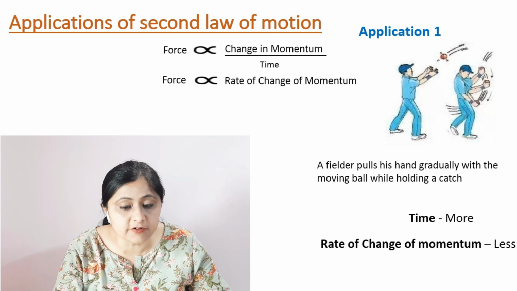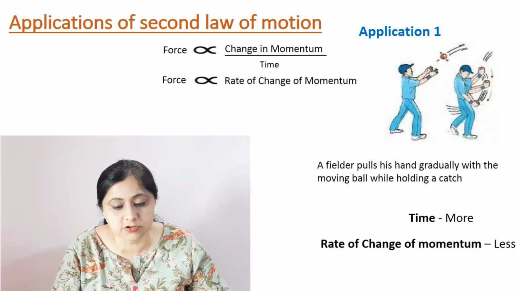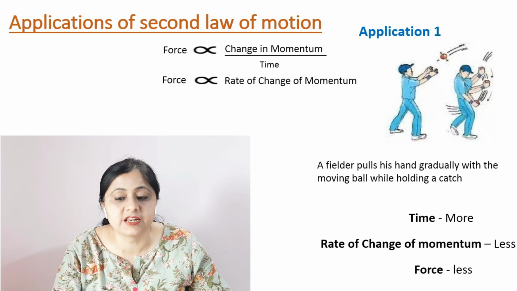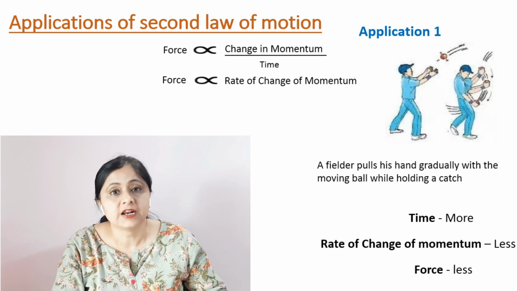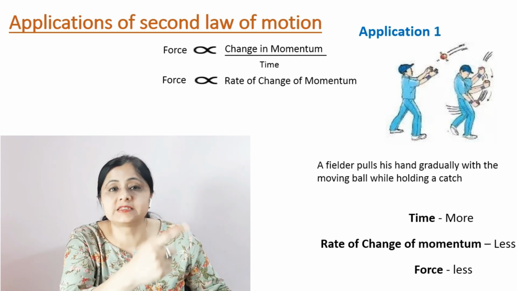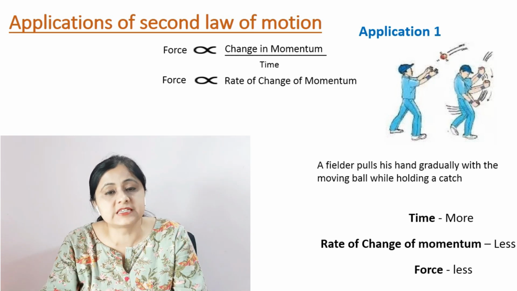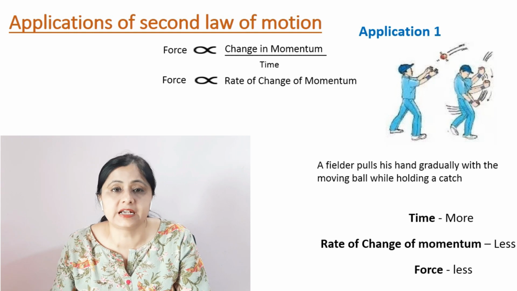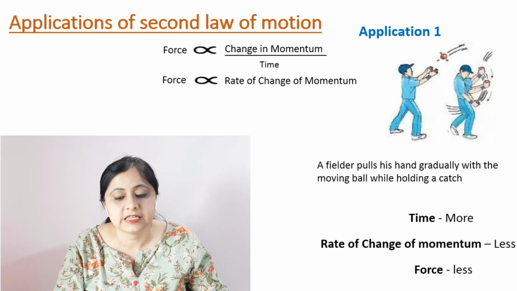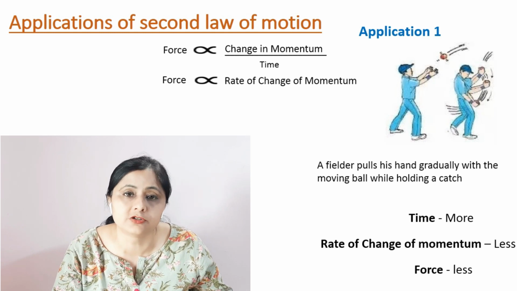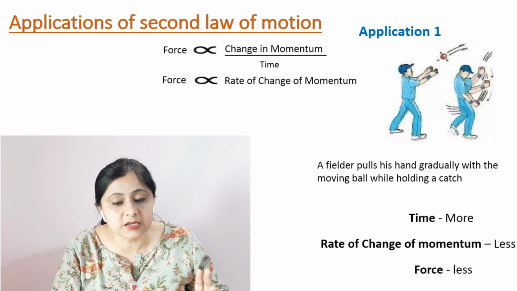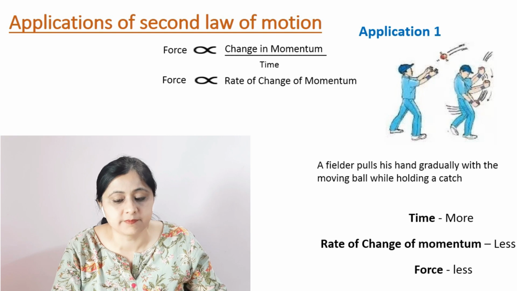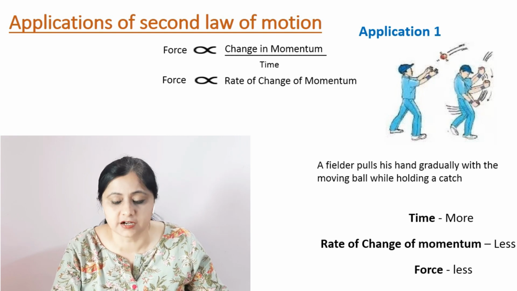And when this whole value becomes less, it means the force will also be less. So, if the force is less, it means that the person will be hurt less. If the person moves his hands upward, then the person will be hurt more. And if he pulls his hands downward, then the person will be hurt less, because he has increased the time, and when the time is increased, the force applied by the ball will also be less. So in this application you have to tell the three concepts: one, time; second, rate of change of momentum; and third, force.